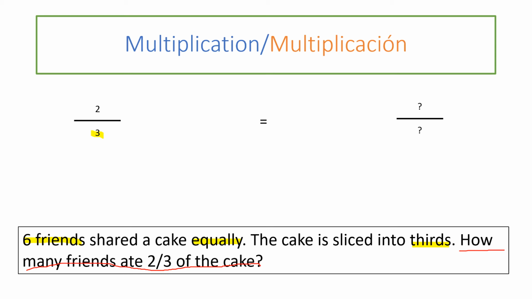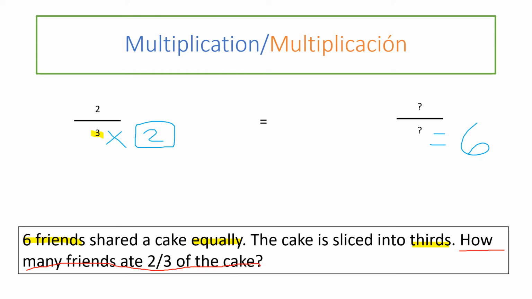And we're multiplying here. What we're trying to figure out is 3 times a number is equal to 6. Oh, I need to skip count. 3, 6. Oh, I know what it is. It's 2. Because 3 times 2 is equal to 6.